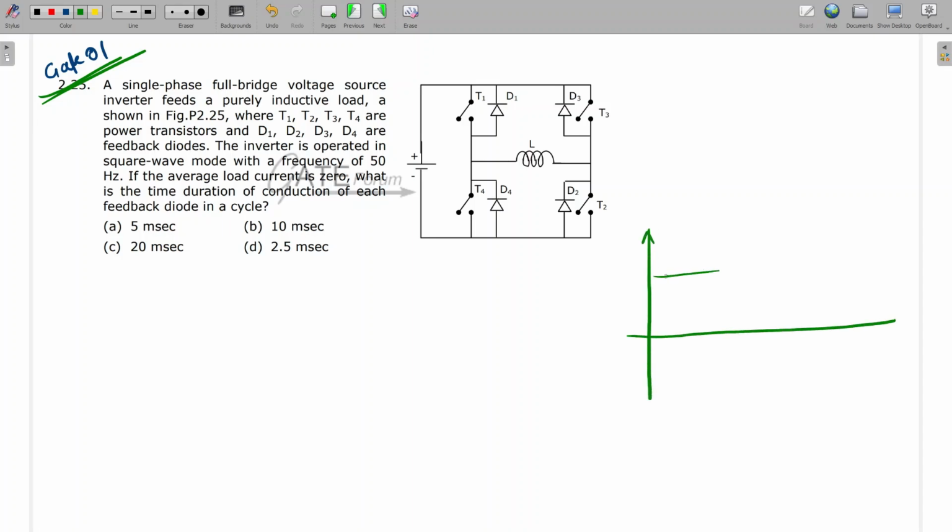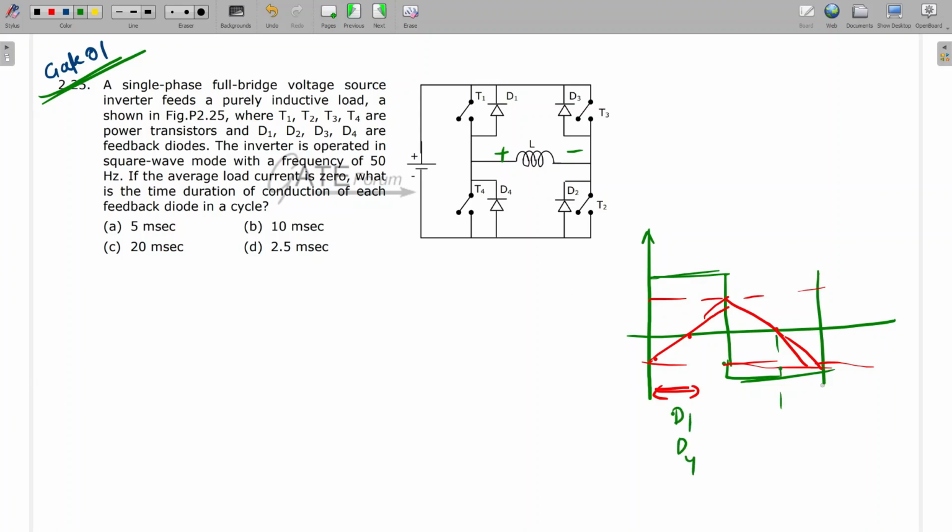This is the output voltage, and here it will conduct. This is the current. So here which thing will conduct? The current is negative, so D1 and D4 will conduct here. And here, which will conduct on this side? T1, T2 will conduct.